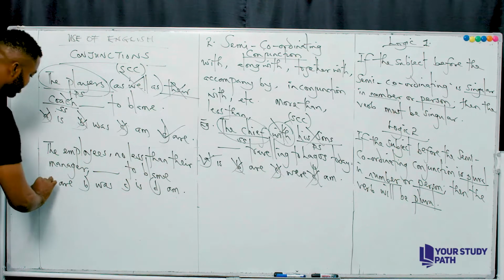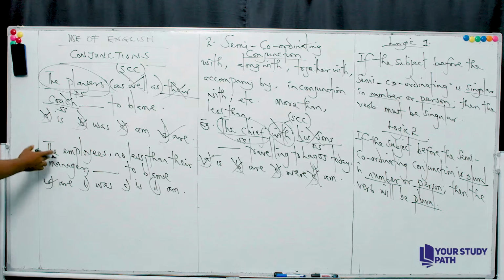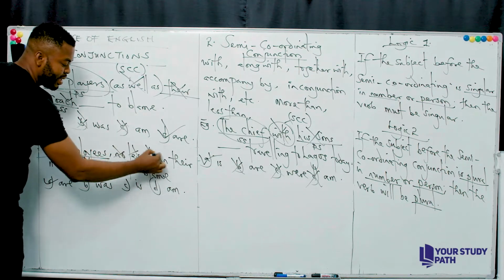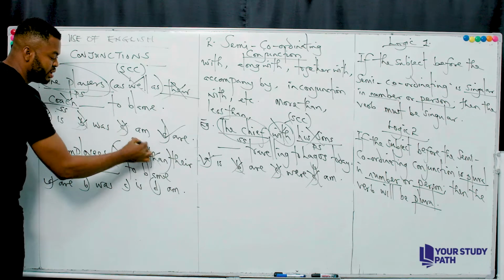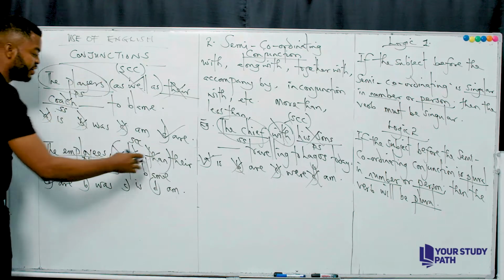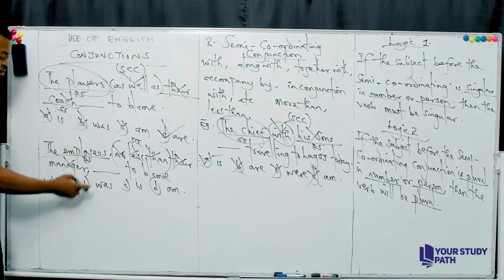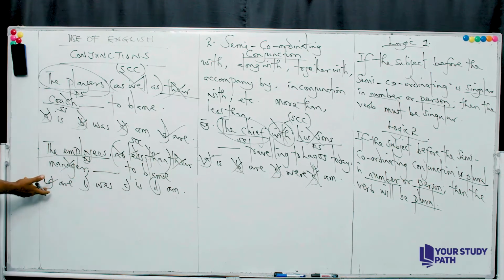Absolutely, the answer is R. What method would you use? The employee, that's what? A plural subject, no less than. You can cancel that out. That's a semi-coordinating conjunction. You can remove it. You can even remove the second subject. They are manager. So what you have is: the employee are to blame. So R is the most appropriate.